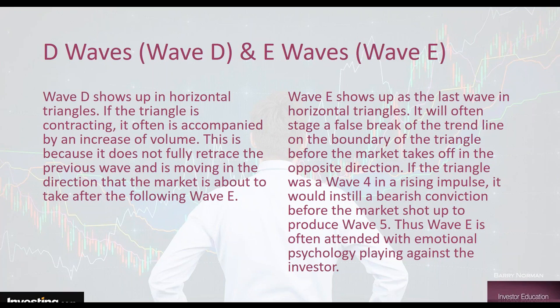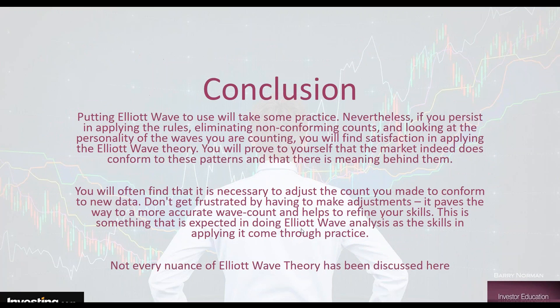Wave E shows up as the last wave in a horizontal triangle. Okay. It often stages a false break of the trend line on the boundary of the triangle before the market takes off in the opposite direction. If the triangle has a wave 4 in a rising impulse, it would instill a bearish conviction before the market shoots up to produce wave 5. Thus, wave E is often attended with emotional psychology playing against the investor.